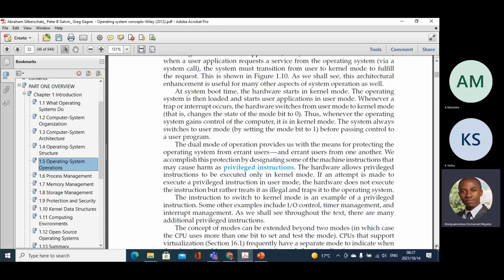As we shall see throughout the text, there are many additional privileged instructions. The actual instruction of switching from user mode to kernel mode is one of those privileged instructions. So the concept of modes can be extended beyond 2 modes. Dual mode means kernel and user only. But if we extend it beyond 2 modes, we speak about multi-mode.